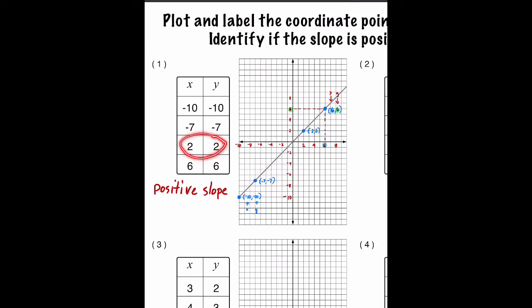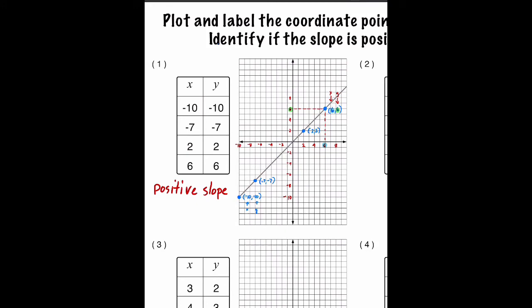Next is 2, 2. So 2 for the x is over here and 2 for y is over here. If I extend the line, they will meet at this point, 2, 2. And 6, 6, okay? 6 is over here, 6 is over here in the y-axis. If you just extend the line, you will see that it meets over here and you label it. Once that's done, all you have to do is connect the dots to make your line, okay?